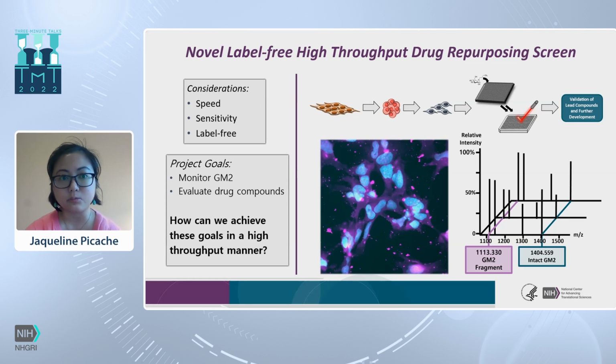Today, we'll be discussing my development of a novel label-free, high-throughput drug repurposing screen. When developing a high-throughput drug repurposing screen, we have a couple of considerations, and those include speed. We want our assay to be as fast as possible so we can analyze as many samples as possible. Sensitivity, we want lower limits of detection and quantitation to be as low as possible, and label-free.